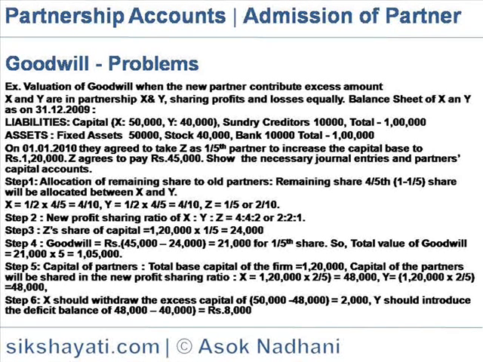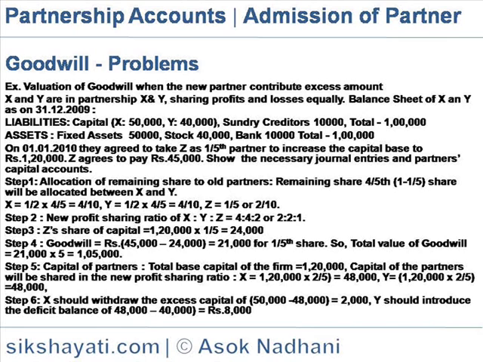Step 1. Allocation of the remaining share to the old partners. The remaining share is 4/5, because Z's share is 1/5, so X and Y's share is 4/5. This will be allocated between X and Y. So X will get half of 4/5, which is 4/10. Y will get half of 4/5, which is 4/10. Z will get 1/5, which comes to 2/10.